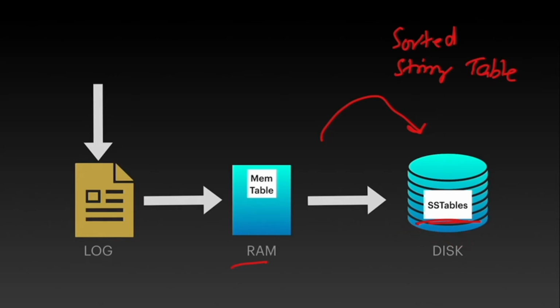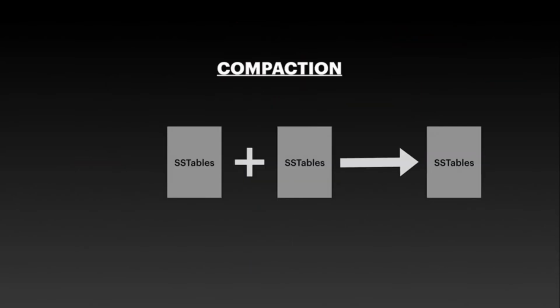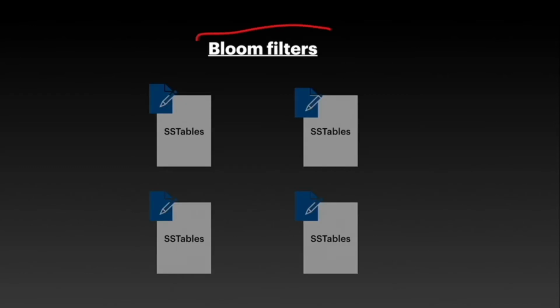SS tables are immutable on-disk data structures. The data is dumped from the memtable into the SS table. The SS tables are structured in the form of a tree, and whenever the size of a particular SS table grows beyond a limit, we merge those SS tables into another bigger SS table, and this process is known as compaction. As the SS tables are on-disk data structures, reading from an SS table is very slow. Therefore, SS tables maintain an in-memory data structure known as Bloom filters.